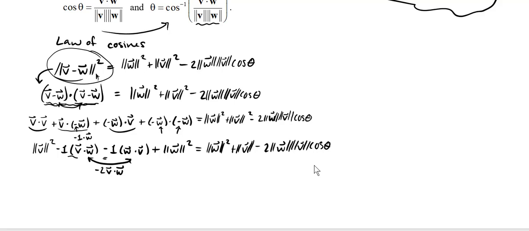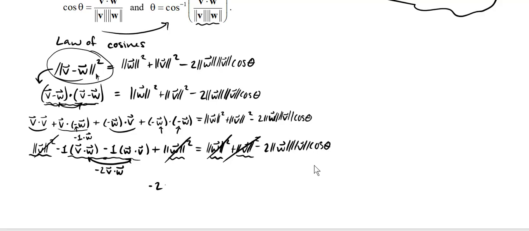Right, to contain both of these two. And notice what's left, the magnitude v squared. I have a copy of that. Oops, left off my square. I have a copy of that on both sides. Subtract that from both sides and it cancels. Same with the magnitude w squared. I have a copy on both sides. Subtract it and it cancels.